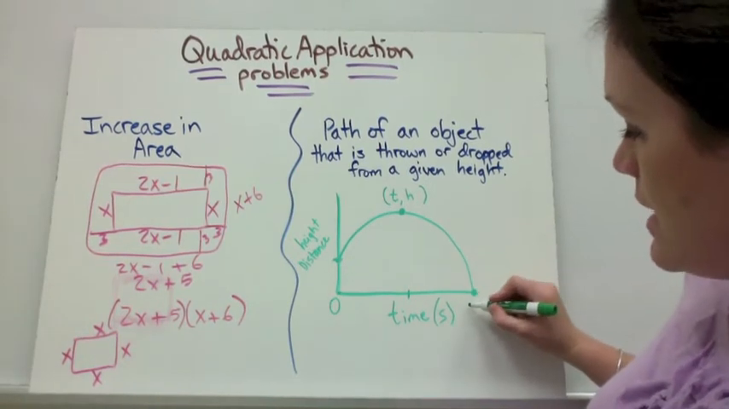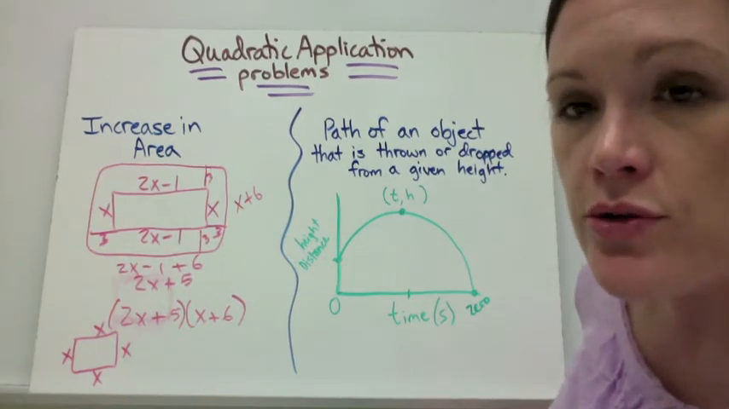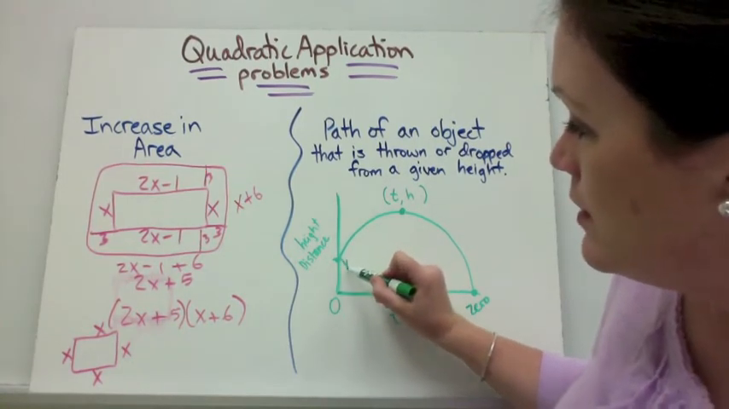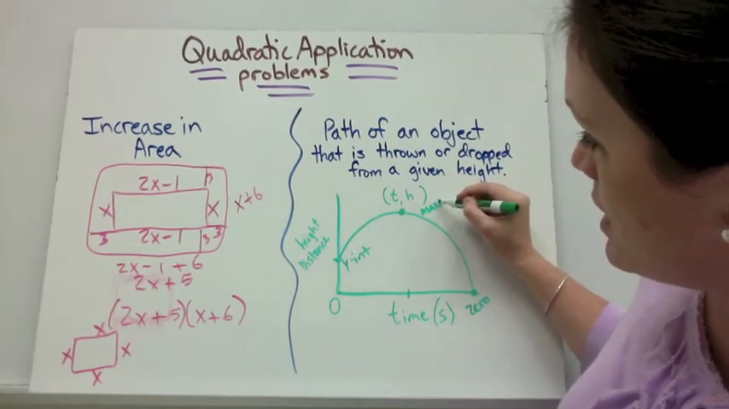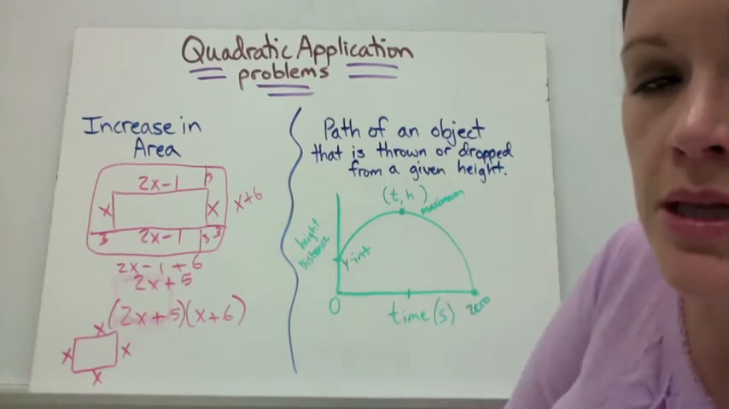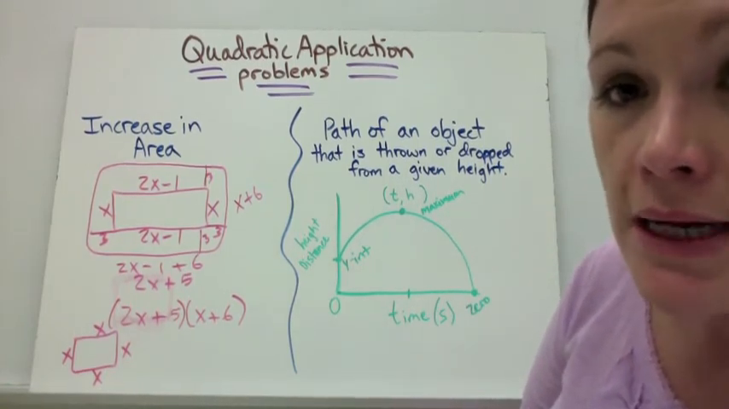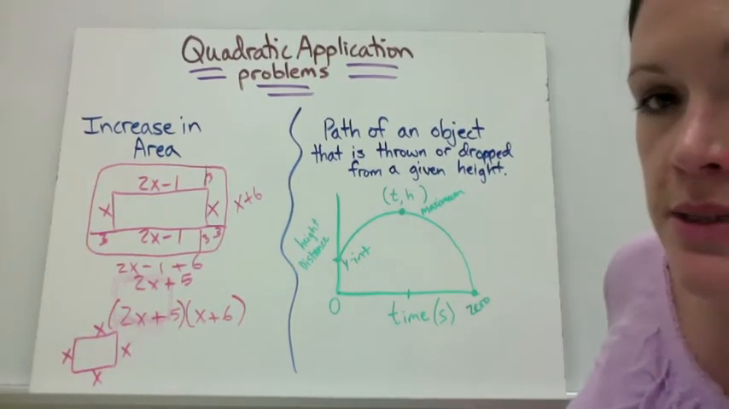And a lot of times they like to ask you about this point, and it's really a zero of your graph. So you have your y-intercept where the graph will start. You're going to have a maximum vertex for these problems because these are all positive and they're going up in the air, so it's always going to be a maximum vertex. And when it hits the ground, you're going to consider that to be a zero.